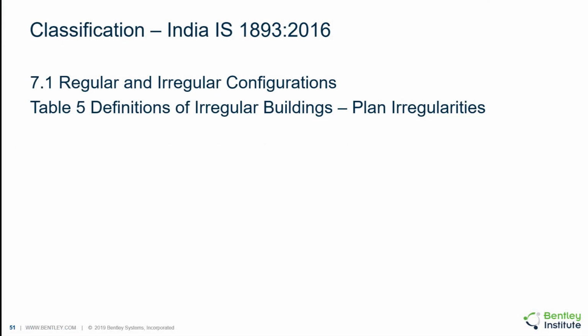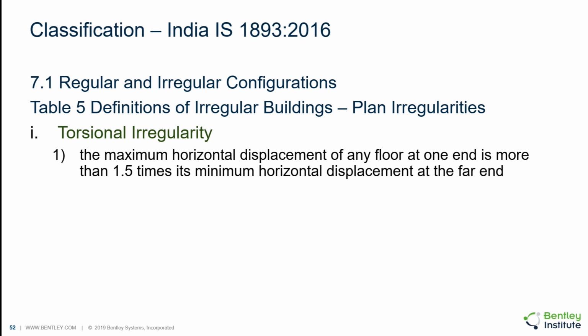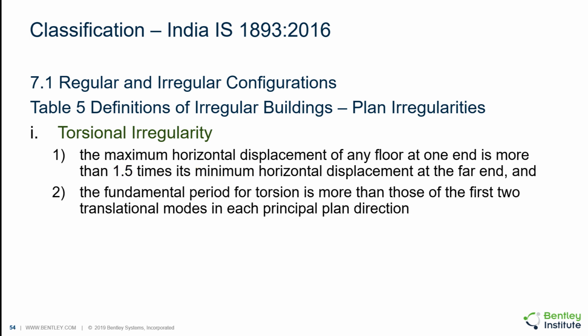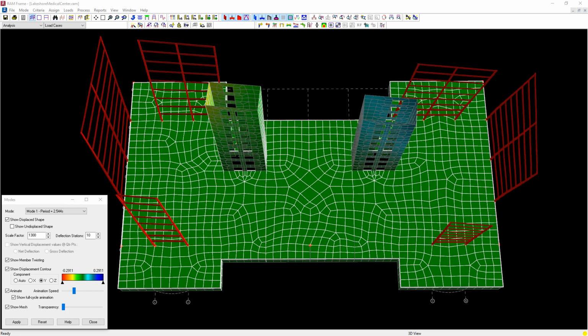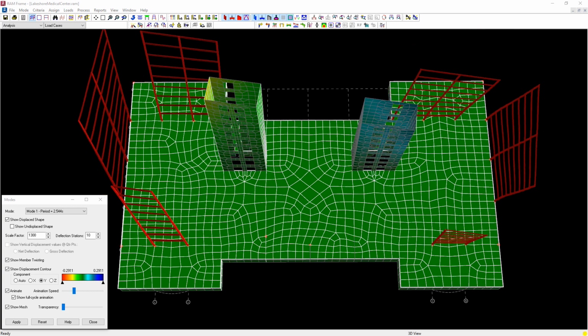The definition for plan irregularities is given in Table 5. Number 1 is a torsional irregularity. It lists two conditions that must occur. For the first, it requires the comparison of the maximum drift to the minimum drift rather than to the average, but if you work through the numbers, you will see that this is identical to ASCE 7 1A. The second condition is that the fundamental torsional mode has a longer period than the fundamental translational modes. Here, for example, we see that the first mode of this structure is a torsional rather than a translational mode.